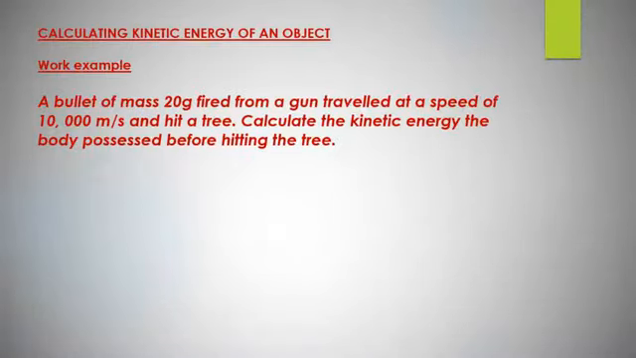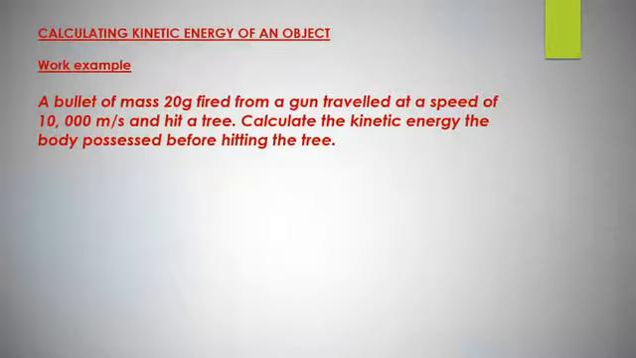So let's take our first problem of the day. A bullet of mass 20 grams fired from a gun traveled at a speed of 10,000 meters per second and hit a tree. Calculate the kinetic energy the bullet possessed before hitting the tree.